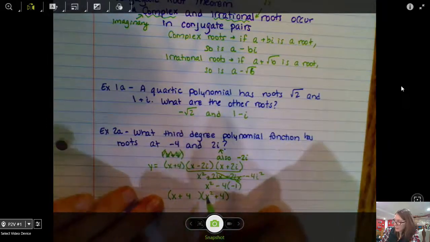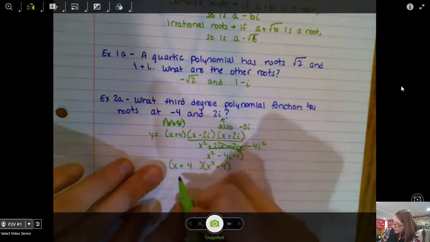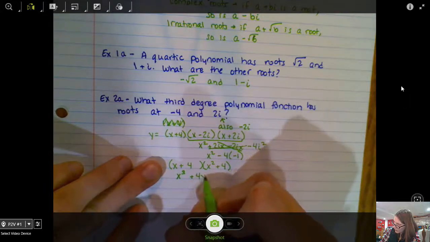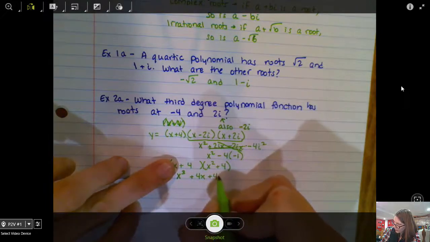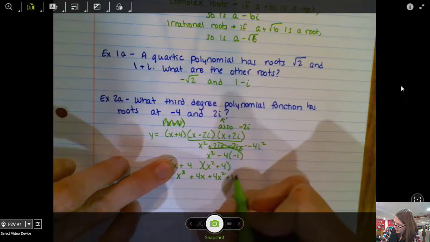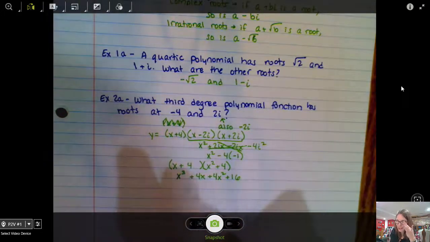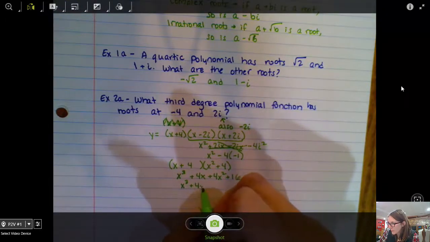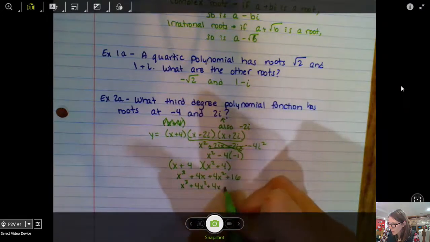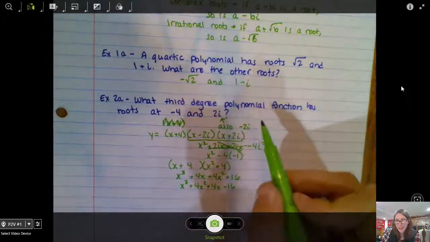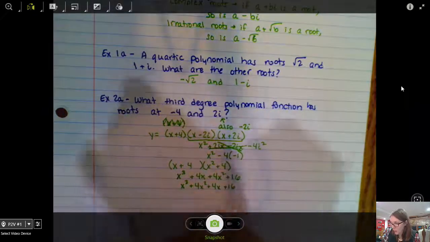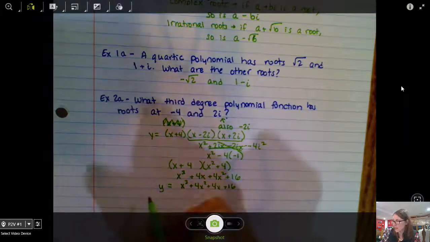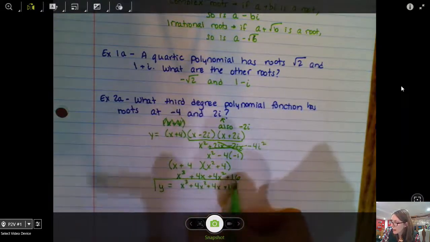x plus 4 times x squared plus 4. FOIL again, x times x squared is x cubed. Plus 4x plus 4x squared plus 16. Okay, and I guess my last step, I want to rewrite this so we are in standard form, highest power to lowest power. And the very last thing, this is representing a polynomial function, so I want to use y equals f of x equals something to represent that this is actually a function and not just an expression.